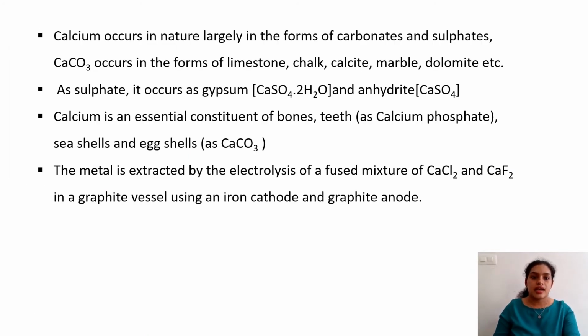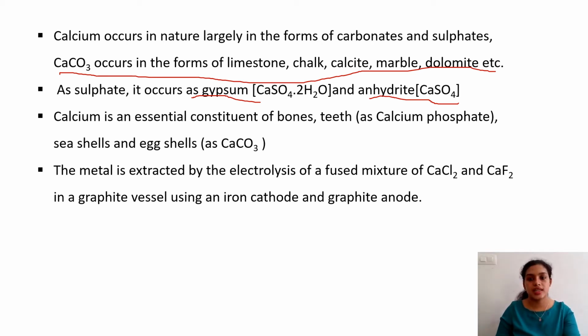Calcium carbonate occurs in the form of limestone, chalk, etc., and sulfate as gypsum and anhydrite. In the case of gypsum, there were two water molecules, and in anhydrite, those water molecules are not there. And the biological, physiological importance is that it's an essential constituent of bones and teeth as calcium phosphate. It's not pure calcium phosphate, but the main component is calcium phosphate. The structure is rather complex.